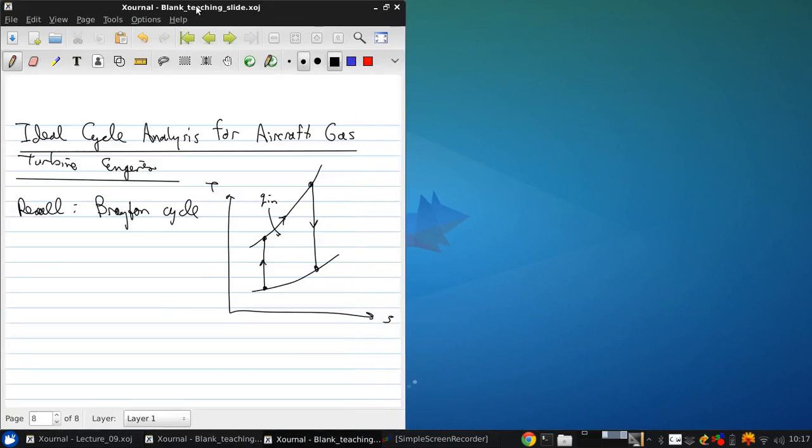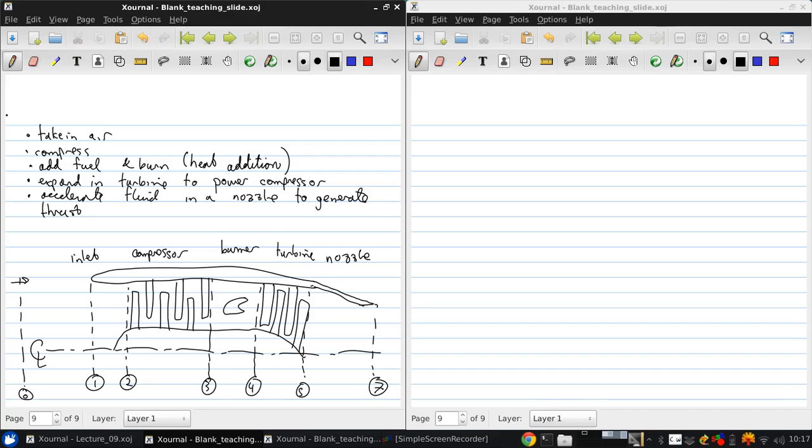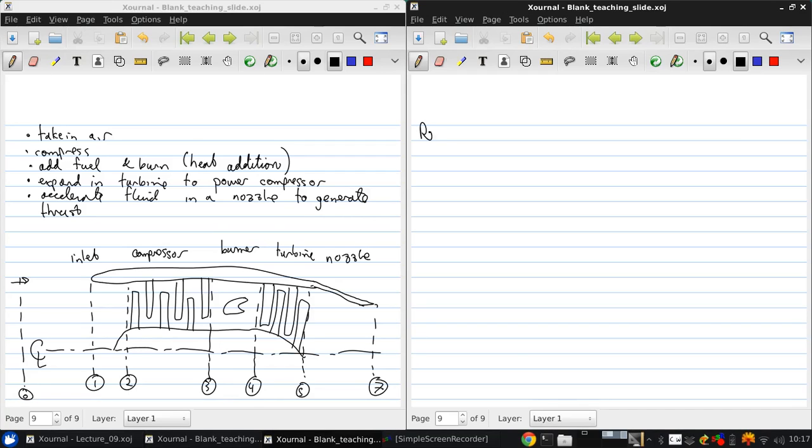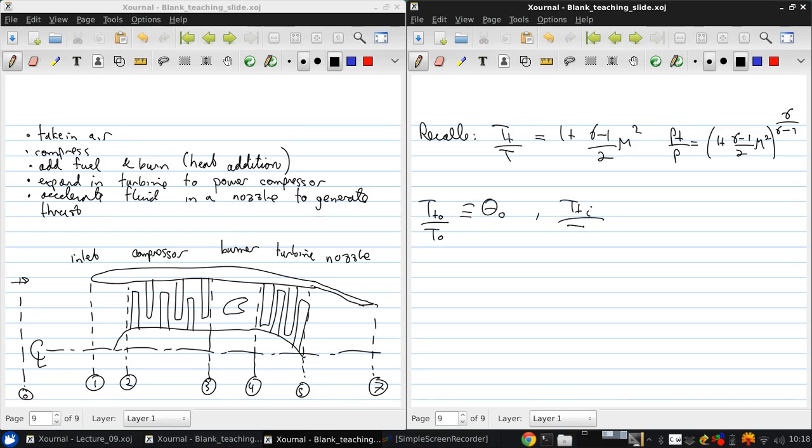Now, a typical analysis for an ideal cycle like this, we'll use non-dimensional temperatures and pressures. So recall from our thermodynamics review that the total temperature over the temperature, or the stagnation temperature over the temperature, is 1 plus gamma minus 1 over 2 M squared for an ideal gas, and the pressure ratio is the same formula raised to the gamma over gamma minus 1. So let's make a few definitions now. Tt0 over T0, this ratio in the free stream, we'll call theta naught. And Tti, some other station, over T0, will be theta i. So these are exclusively functions of the Mach number.